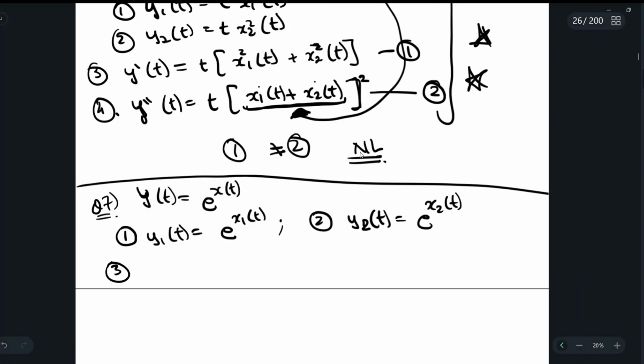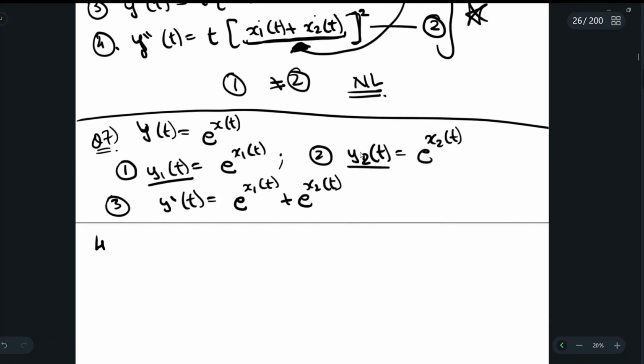Okay, so now what is the third step? We will write y dash of t is equal to the summation of y1 of t and y2 of t. On doing so, you will get e to the power x1 of t plus e to the power x2 of t. So this is your answer. Now let us do the fourth step, that is simply finding out y double dash of t. And we know that we have to simply replace x of t by x1 of t plus x2 of t.